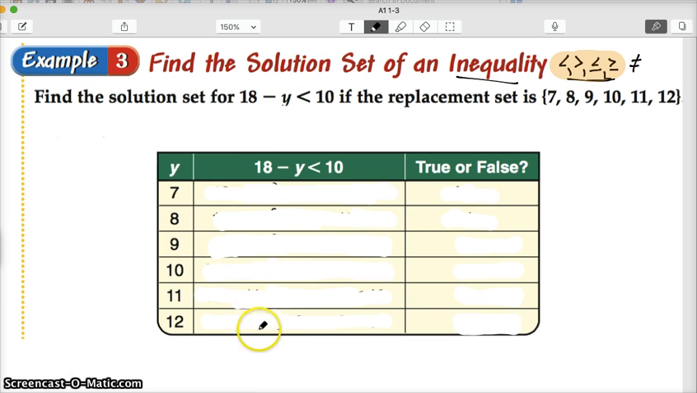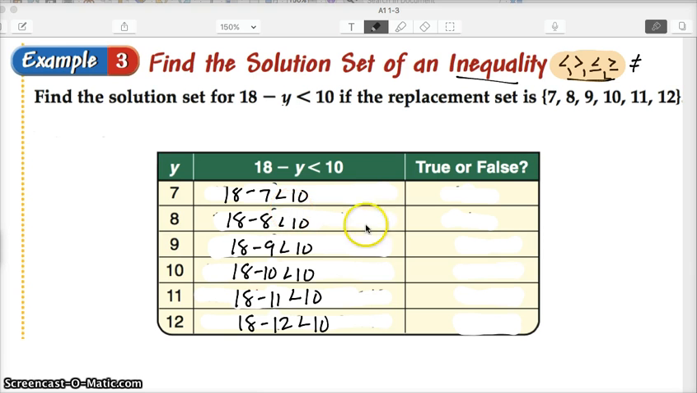First, let's go ahead and rewrite this inequality, replacing it with all the members of the replacement set. So after dropping that down, I just need to see if it's true. Is 18 minus 7, which we know to be 11, less than 10? And the answer is no, and that's false, right? Because 11 is not less than 10. Is 18 minus 8, which is 10, less than 10? It's not less than 10, it's actually equal to 10.